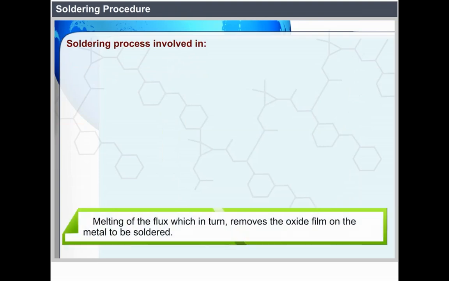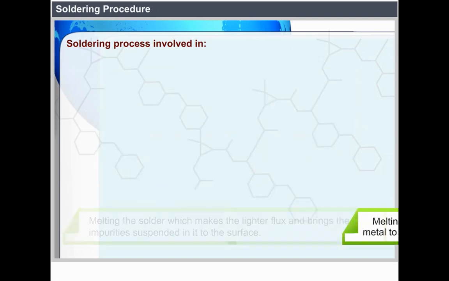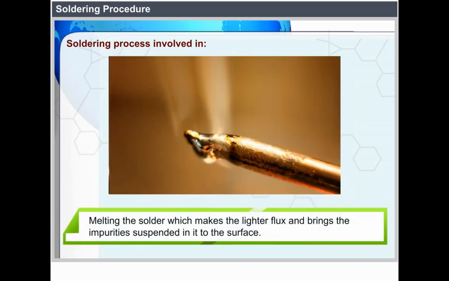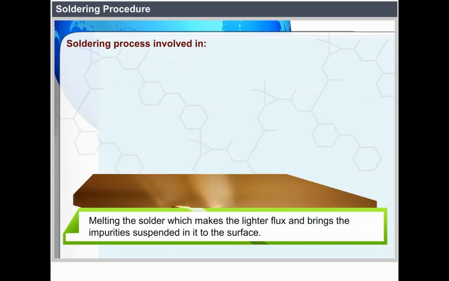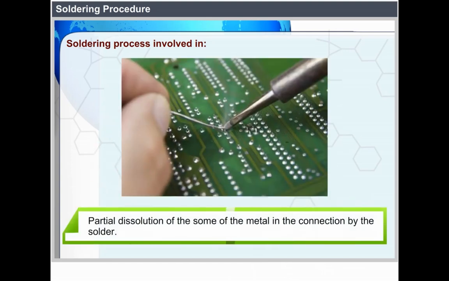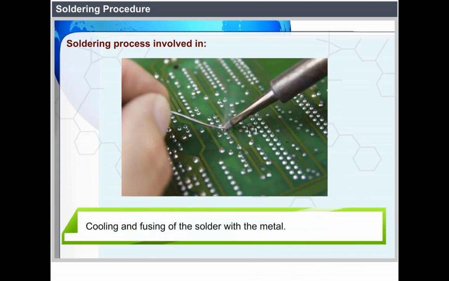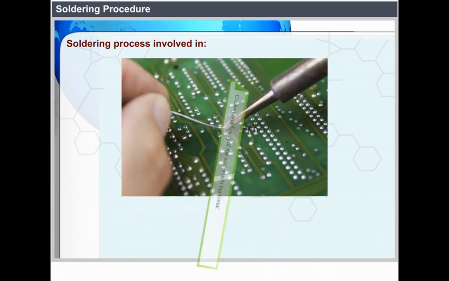The soldering process involves melting of the flux, which in turn removes the oxide film on the metal to be soldered. Melting of the solder makes the flux lighter and brings the impurities suspended in it to the surface. Partial dissolution of some of the metal in the connection by the solder. Cooling and fusing of the solder with the metal.